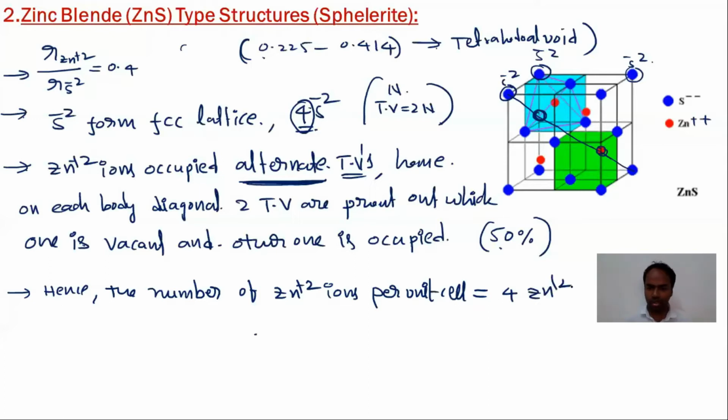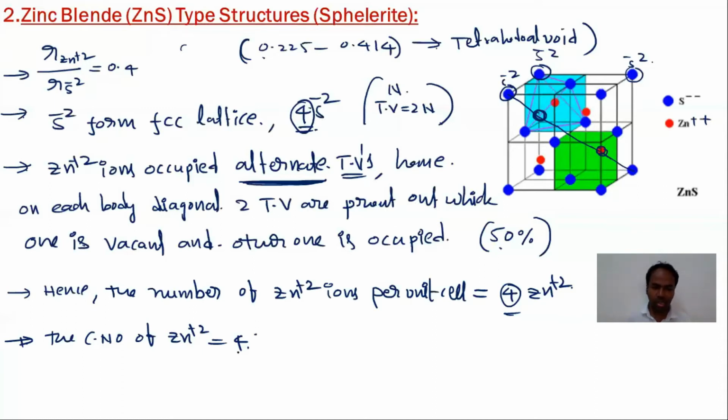Once the Zn+2 occupies tetrahedral voids, this Zn+2 is surrounded by how many S-2 ions, how many spheres? Nothing but 4 spheres. Hence the coordination number of Zn+2 is 4. So the coordination number of Zn+2 is 4, because Zn+2 occupied tetrahedral voids. This void is surrounded by 4 spheres, nothing but 4 S-2 ions.